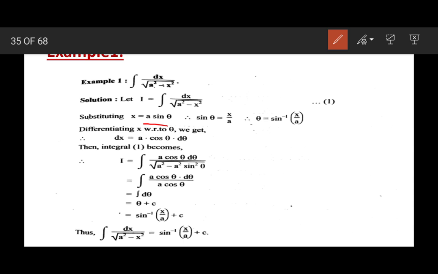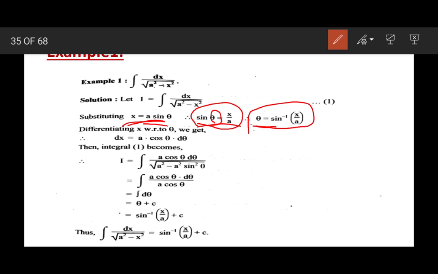If x is a sin theta, then see very carefully, I am substituting this x as a sin theta. That means sin theta is equal to x upon a. Now this sine, I am taking on the right hand side, so theta will be sine inverse x upon a. Once again, I am substituting x as a sin theta, that means sin theta is x upon a, so theta is equal to sine inverse x upon a.